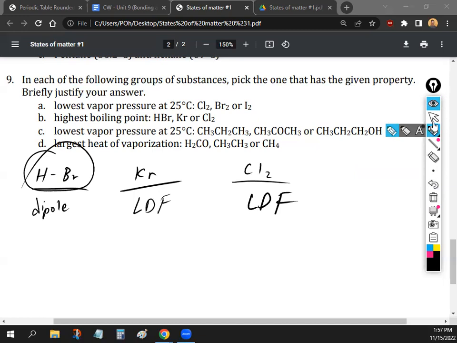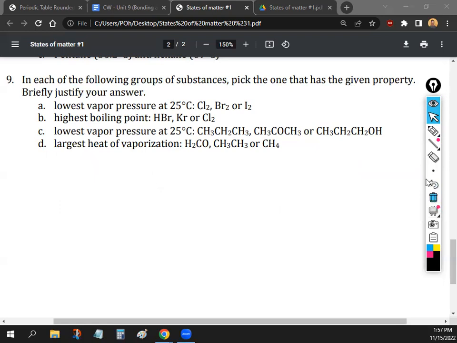Okay, let's go on to the next one. We got lowest vapor pressure. Basically the same thing. Low vapor pressure means that it is hard to break. Basically, it means there's stronger IMFs. This one can get a little bit complicated just because of how big the structures are, but we can visualize them like this.